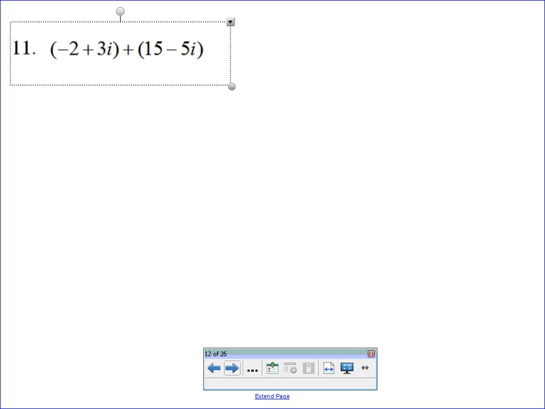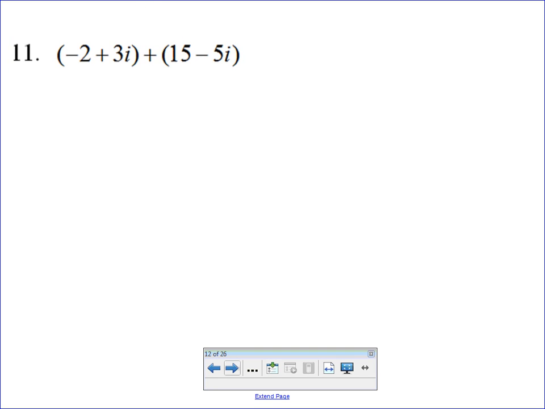For number 11, the common mistake on this problem is everybody's going to try and FOIL it. And we forget what this symbol is right here, which says add. And so this problem really could not be easier. Negative 2 plus 15 is 13, and 3i plus negative 5i is negative 2i. Just combine like terms.